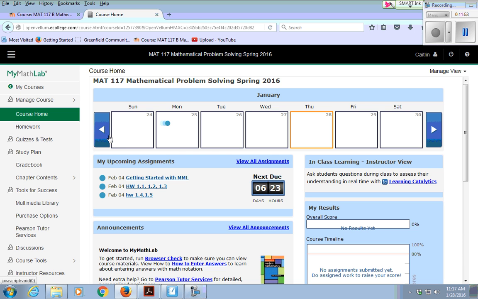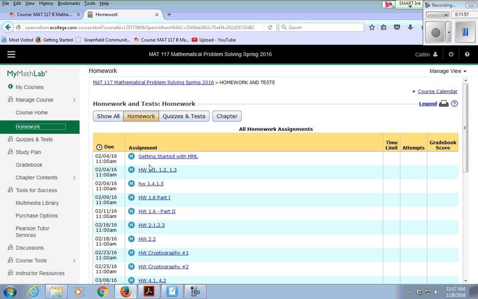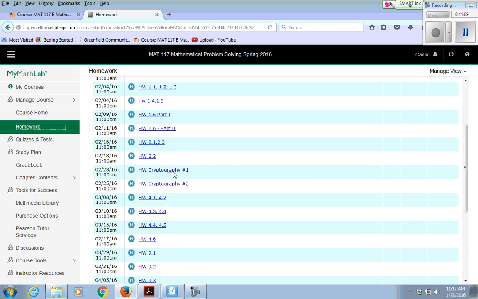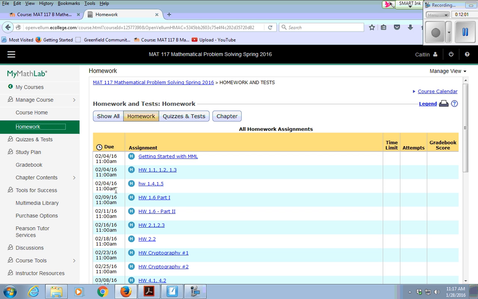All right, so the main thing you're going to use here is the homework button. You click homework, and every assignment for the semester is posted. The due date is next to it. So you just go in and look at it.